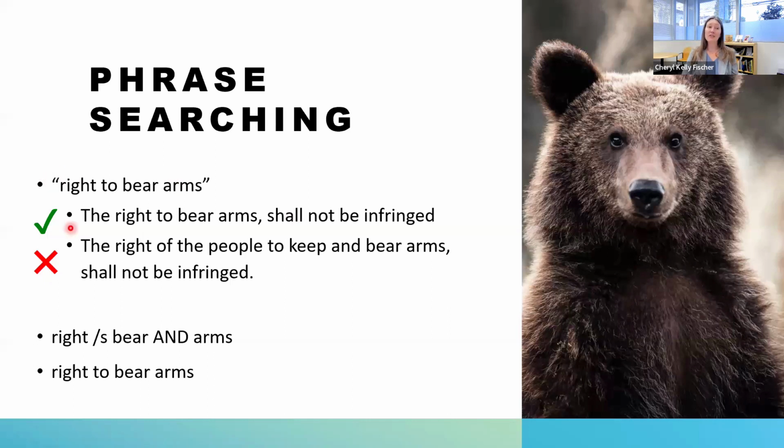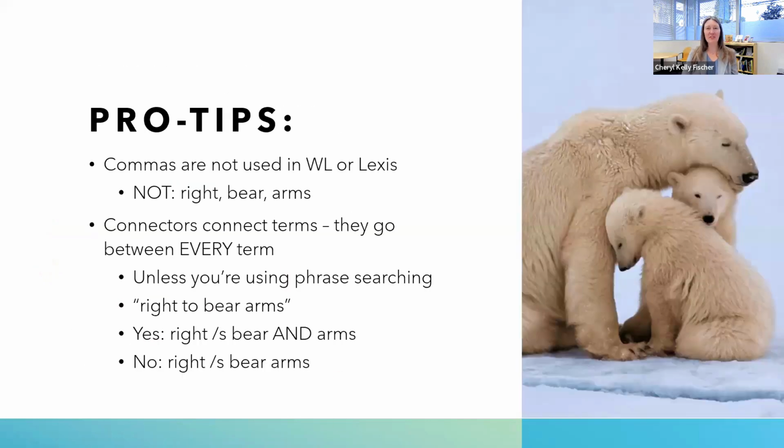So instead, if you want to make sure you get both of these results, don't use quotation marks, but put together a correct terms and connectors search. So "right to bear" is in the same sentence as the word "arms." This would get you both of these. Or you can just go with natural language and put it in with no quotation marks, and it should get you these as well. So be careful with quote marks.